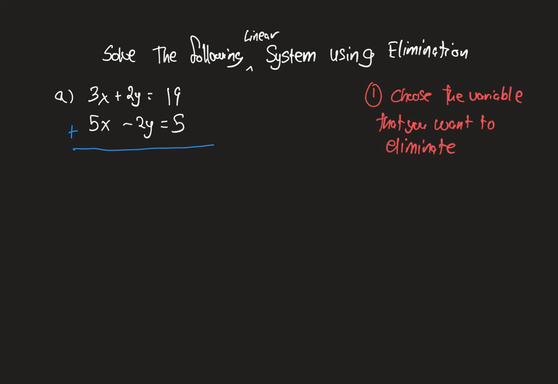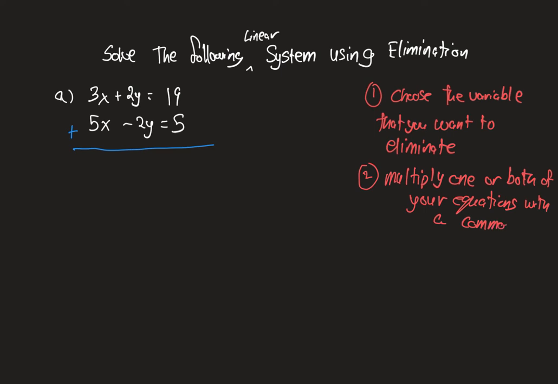Now, normally there would be another step here. There isn't in this case because this one's more of an easy one. Your second step would usually be to multiply one or both of your equations with a common factor. I will show an example where you have to do that in the next example, but in this case, obviously, you don't need to do that.